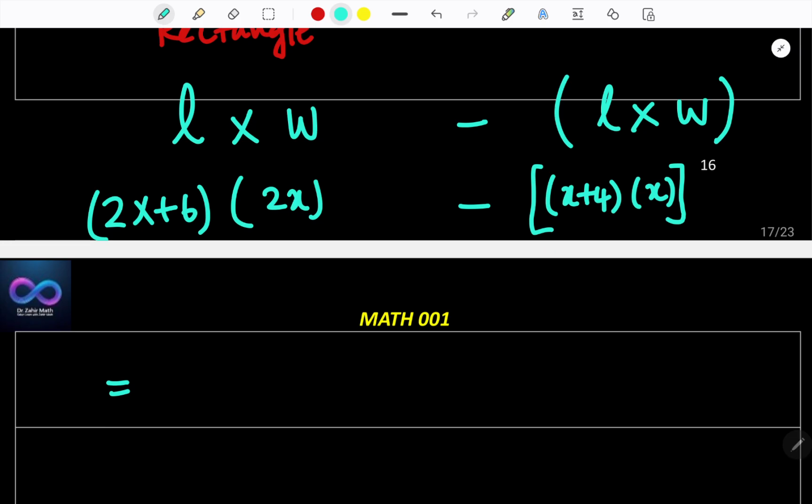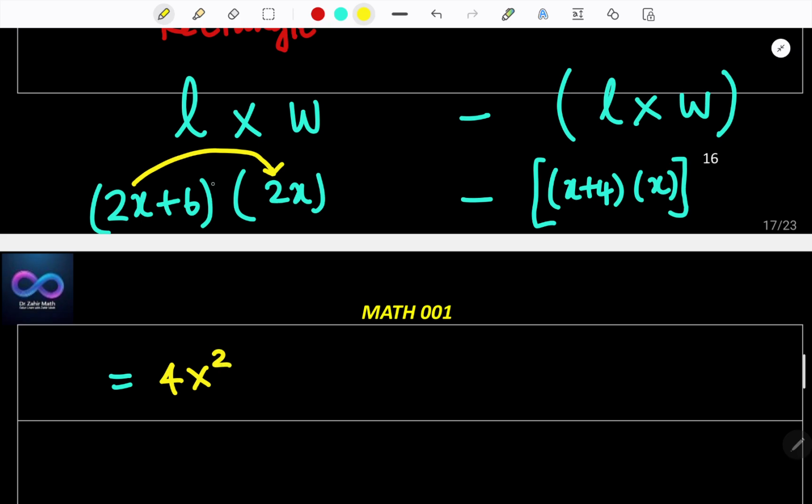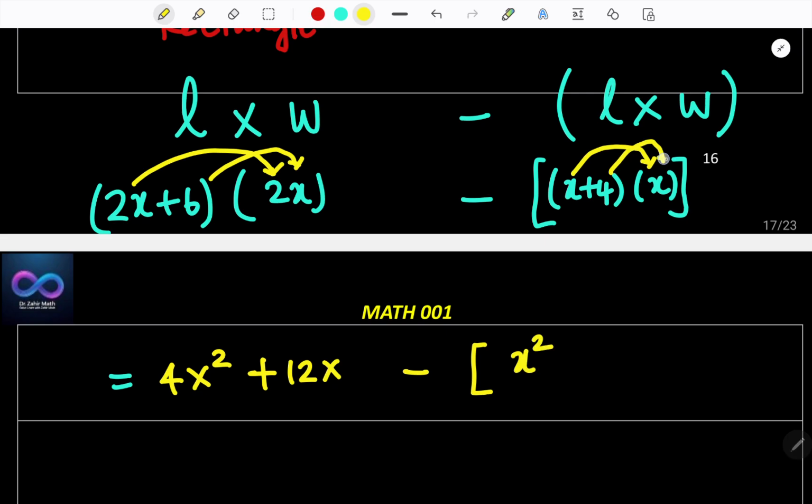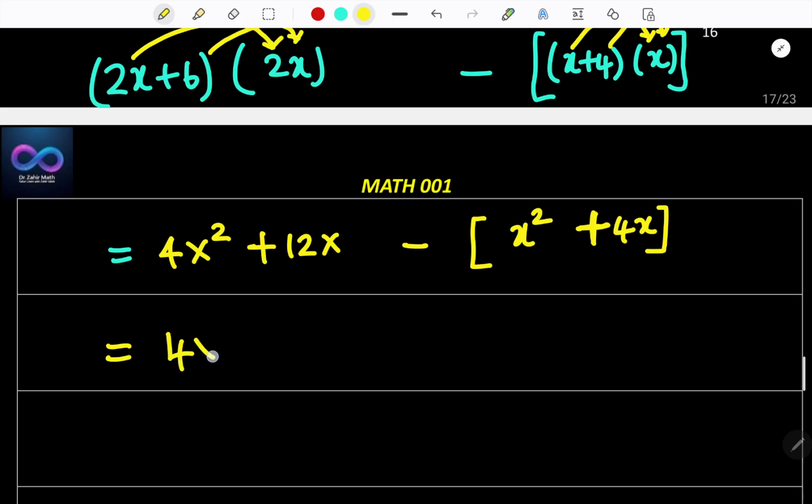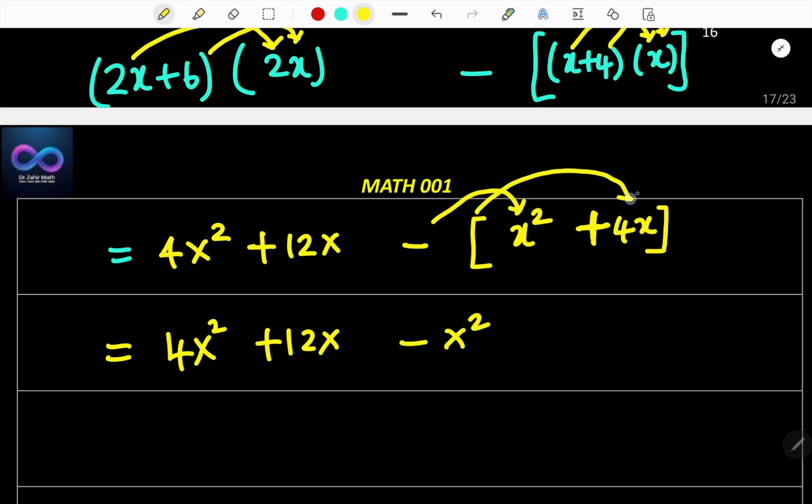So let me simplify this and then I will write the answer. 2x multiplied by 2x is going to become 4x square. 6 multiplied by 2x is going to become 12x. And then let me keep the minus first. I'll multiply this one first. x times x is x square. And 4 times x is 4x. Clear, everybody? It's very easy. So this equals 4x square plus 12x, and then take this minus inside, you will get minus x square, right? And then take this minus inside, you will get minus 4x, right?